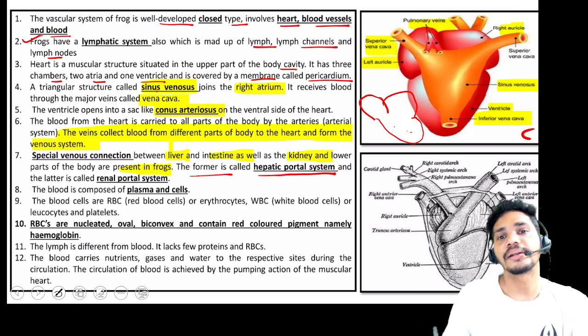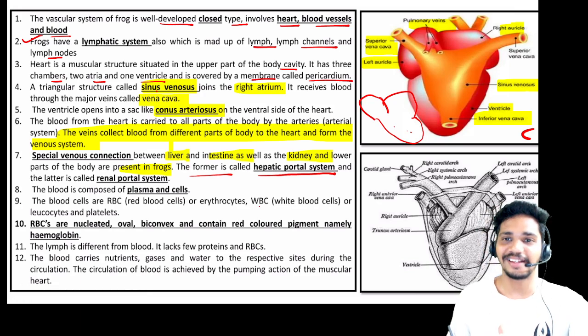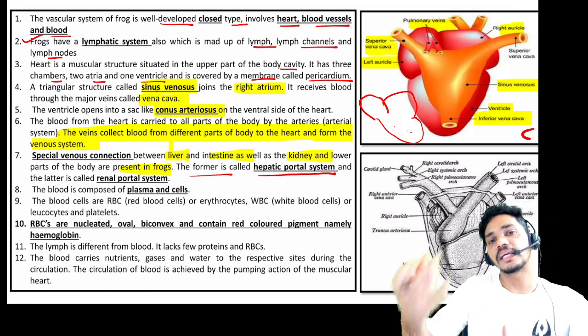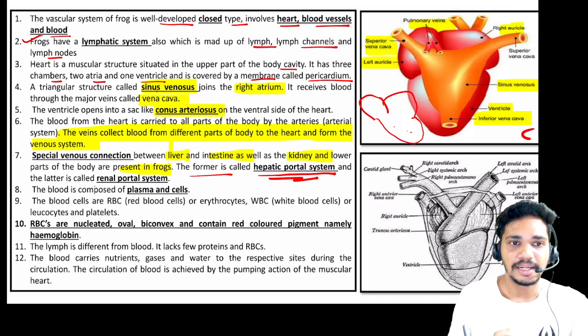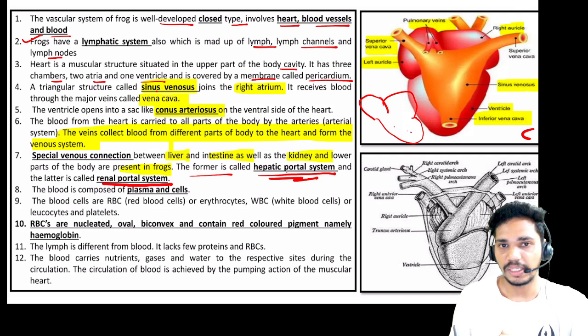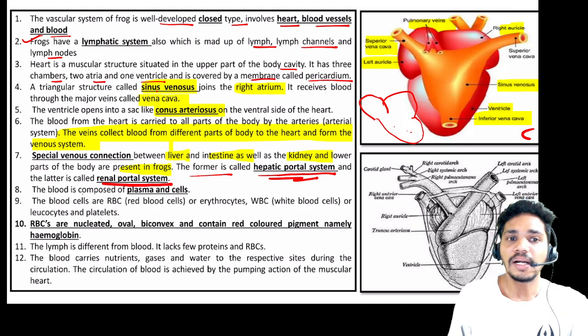The blood is not directly entering the heart. It goes to another organ. So here, that is the hepatic portal system, and the latter is called the renal portal system. So the hepatic portal system, and the latter is called the renal portal system. The blood is composed of the plasma and the cells.